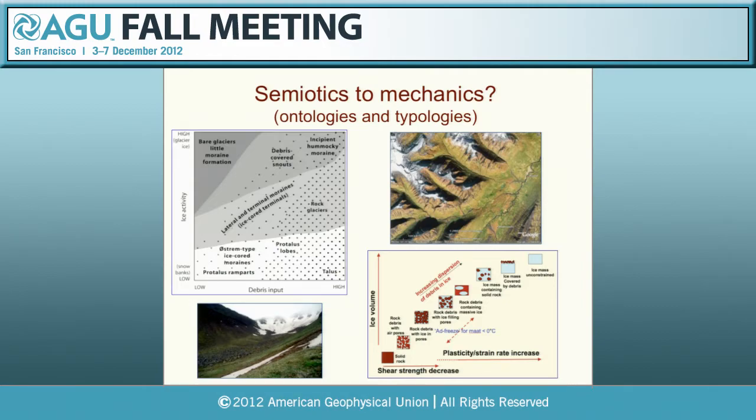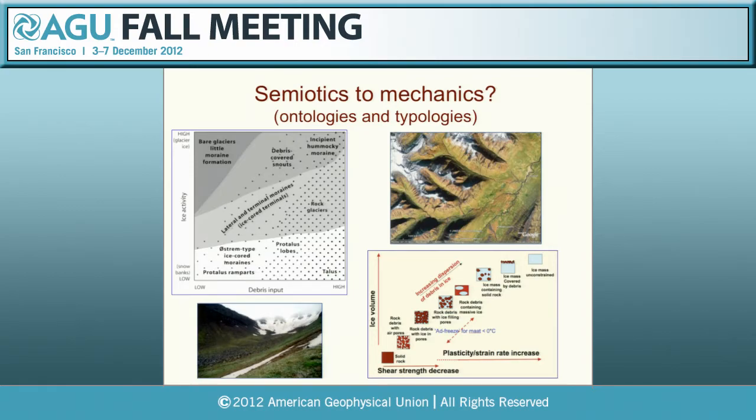But the problem with these rock glacier type features, Protalus lobes, is where is the ice and how is the ice mixed in with the debris or the debris mixed in with the ice? And that's rather difficult to determine in individual circumstances. So we can go into the field and have a look and see what's going on.